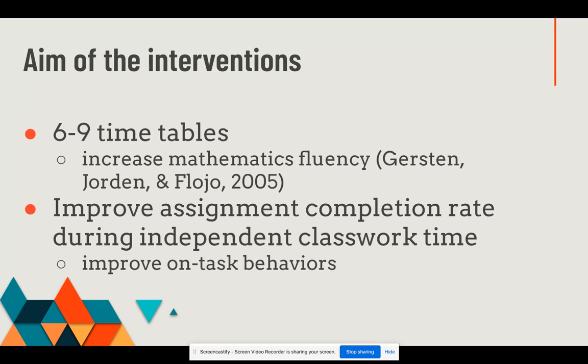So the aim of the interventions is, first, to improve his skills on the 6 to 9 timetables. Second is to improve his assignment completion rate during independent classwork time. Previous studies have shown that mathematics failure is often the result of a lack of fluency in mathematics computation skills. So to improve his skills on the 6 to 9 timetables, we will try to increase his multiplication fluency. And to improve his assignment completion rate, we want to improve his on-task behaviors.